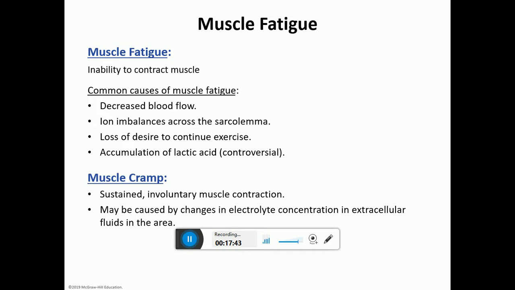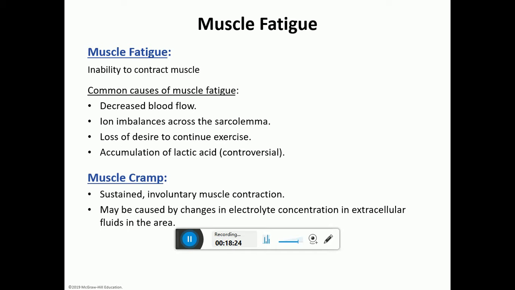Sometimes we all reach a point of muscle fatigue, and that is where the muscles are unable to contract. That could be due to low blood flow. So as we age and we get atherosclerotic blood vessels, we're not getting enough blood and enough oxygen to the muscles, so the muscles can fatigue easier. It could also be due to an imbalance in ions, especially, as you can see, sodium and potassium and calcium ions. It could be also accumulation of lactic acid or just the loss of desire to continue to exercise. So depression and fatigue, all of these are reasons to get muscle fatigued.